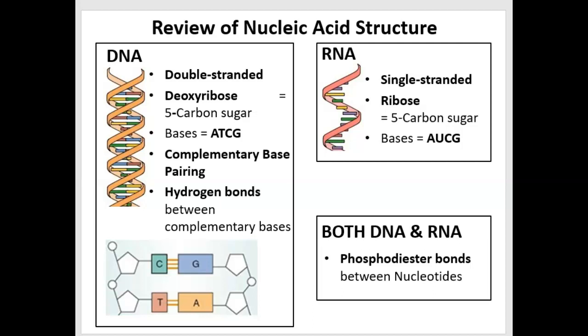The bonding between bases is complementary, in which adenine only binds to thymine and cytosine only binds to guanine. In RNA, the nitrogenous bases are the same, except that uracil replaces thymine.